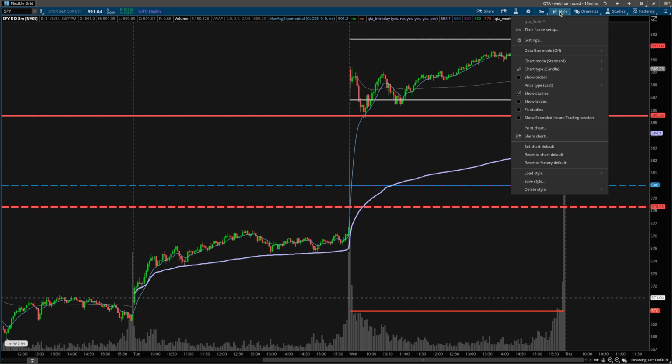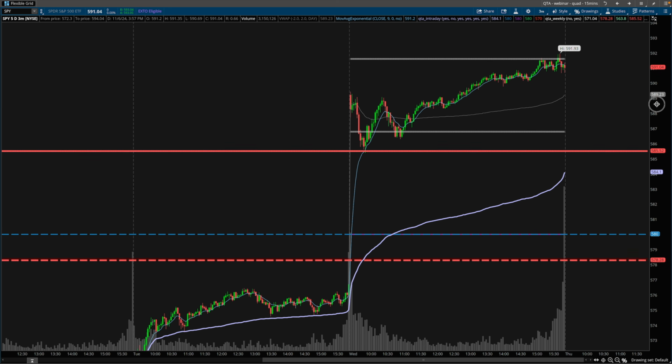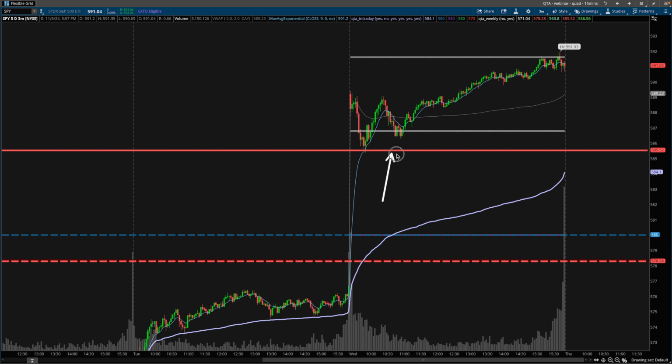If I were to turn off all of the studies again, you guys can see every level is being plotted from the scripts. And this is a stationary line. It is not dynamic like the 2-day anchored VWAP or like the 9 EMA, which means before price action gets here, we already know where this level is.